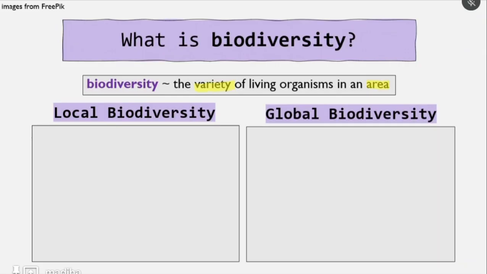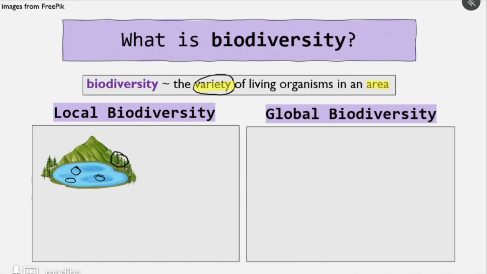Local biodiversity is essentially little areas where you can specifically look at the biodiversity in that area. For example, you've got a lake. You can think about the different species of trees, the fish inside, any insects, things like that. So all of these species, you've got a variety of them living in that area.